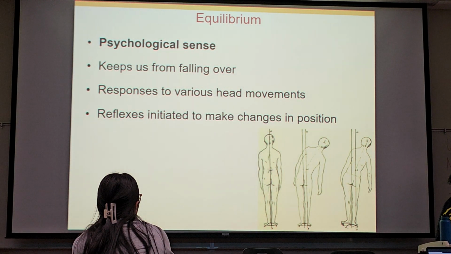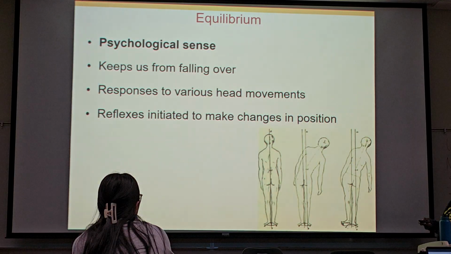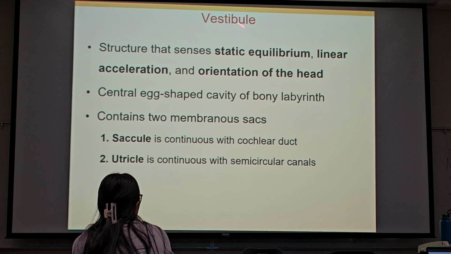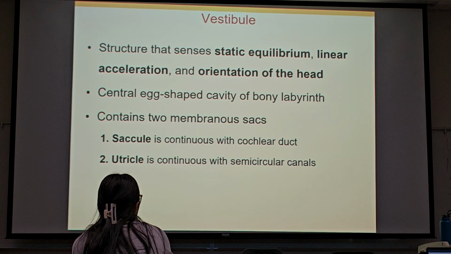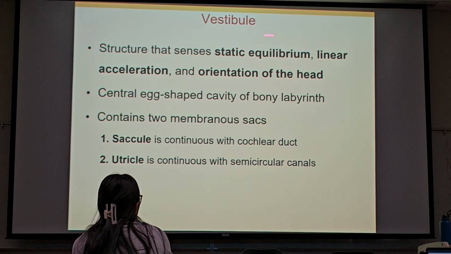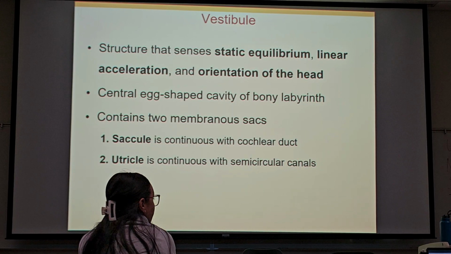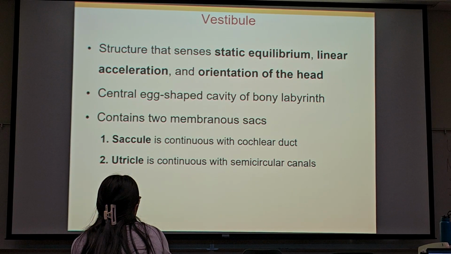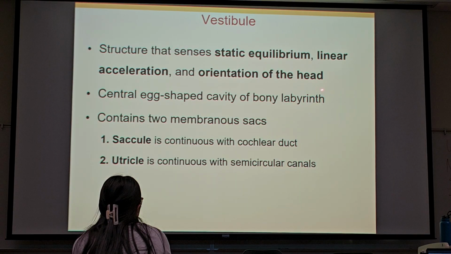So let's talk about equilibrium. It is detected by the vestibule. Again, detecting static equilibrium, just us being still but staying upright, not toppling over. Detecting movement, either up and down, or forward and backward. Detecting the orientation of the head, tilting side to side, forward and back.